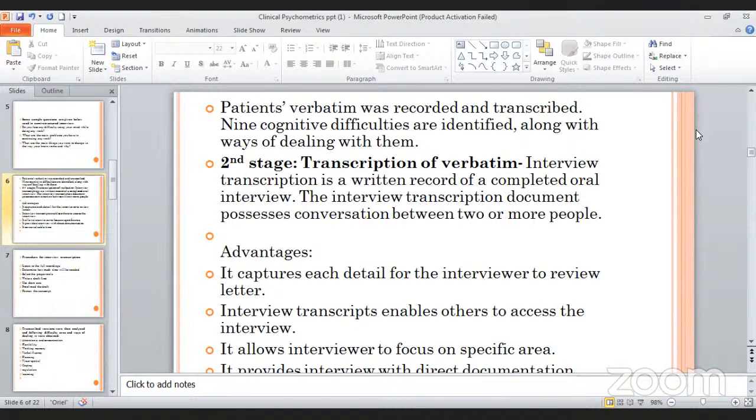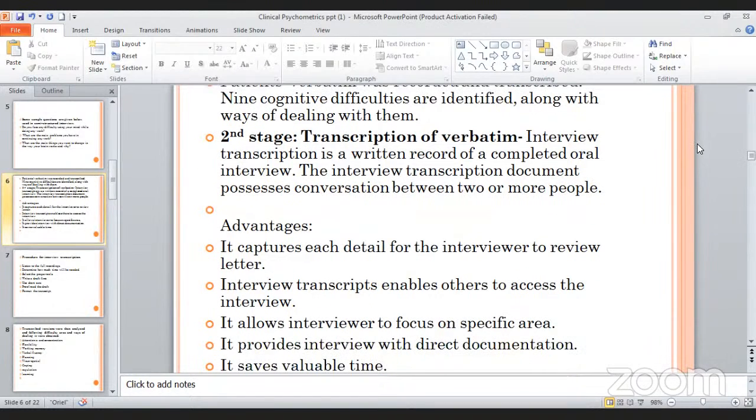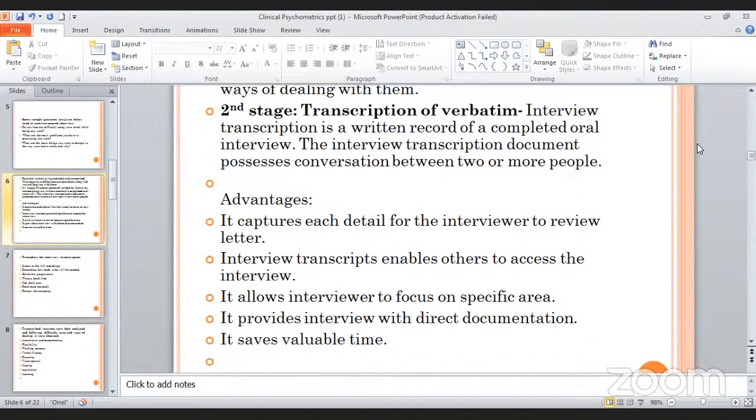Okay. Now, what is this transcription of verbatim? An interview transcription is a written record of a completed oral interview. The interview transcription document possesses conversation between two or more people. What are the advantages? It captures each detail for the interviewer to review later. Interview transcripts enable others to access the interview. It allows the interviewer to focus on specific areas. It provides direct documentation and it saves valuable time.